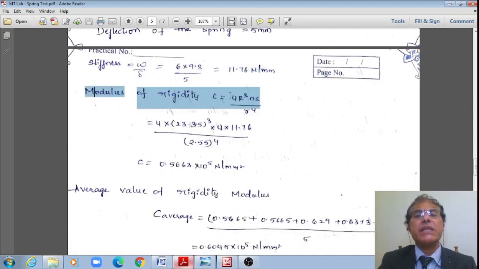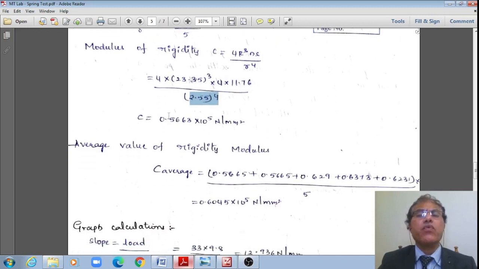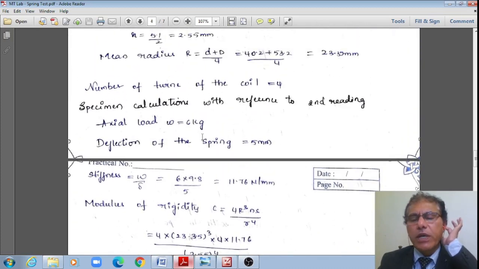Therefore, the modulus of rigidity C is equal to 4 n R cubed N_s divided by r to the power 4, where capital R is equal to 4 multiplied by 23.35 whole cubed multiplied by the number of active coils, which is 4, multiplied by 11.76, the stiffness we just calculated in Newton per mm, divided by 2.55 to the power 4 multiplied by 4. Therefore, this modulus of rigidity or shear modulus will work out to about 0.5663 into 10 to the power 5 Newton per mm square. That value I'm just noting down here.